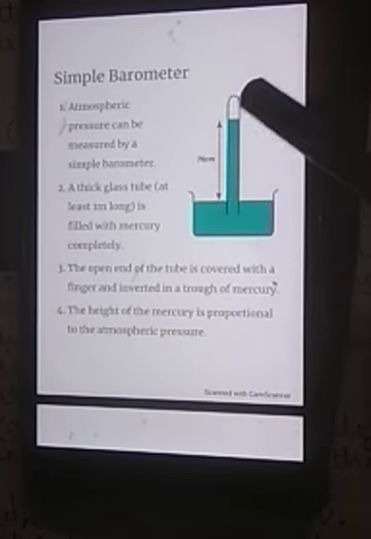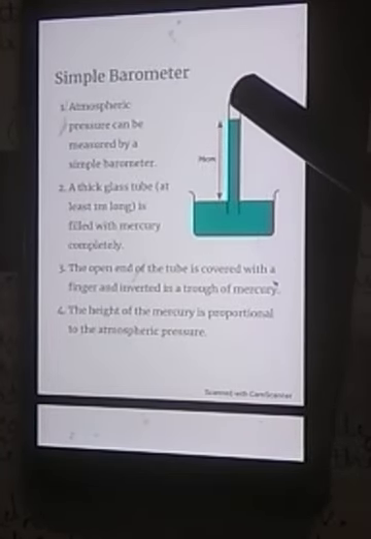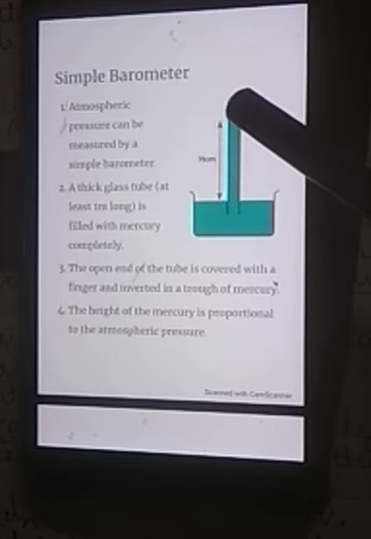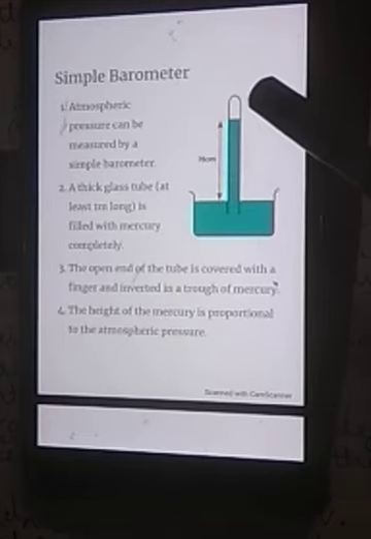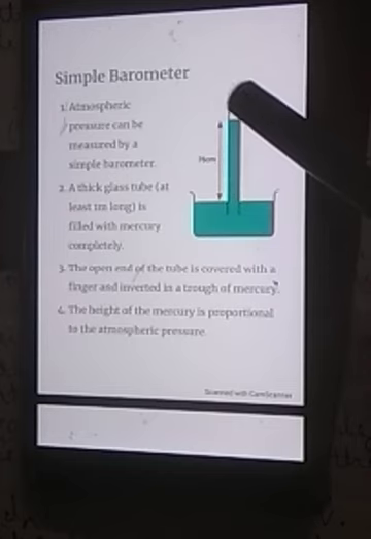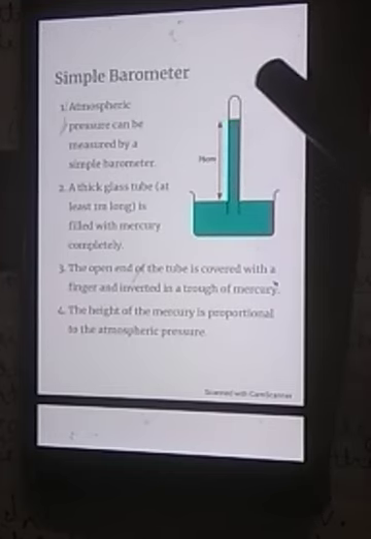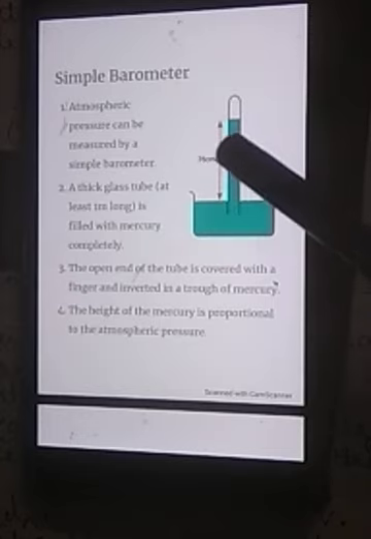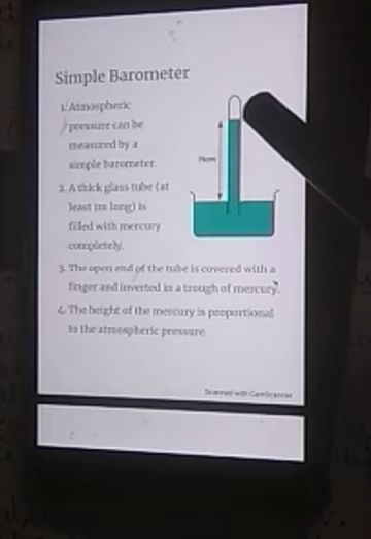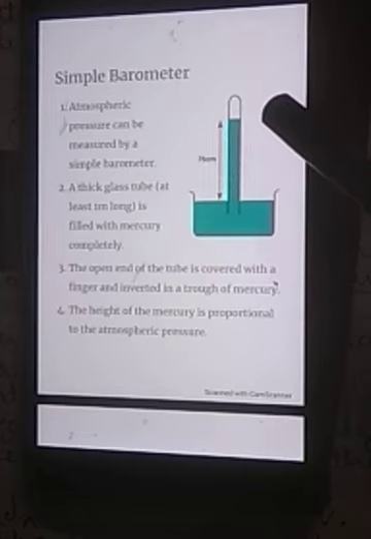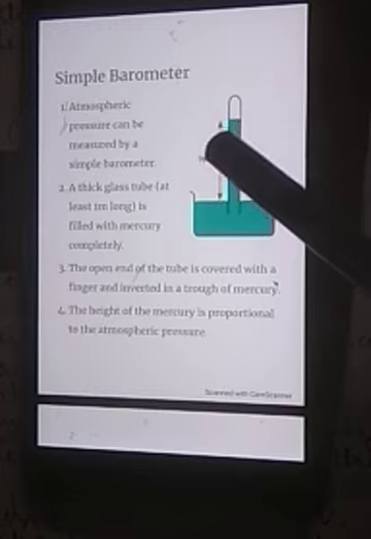It means at this point there is complete vacuum, and that vacuum is given a special name called the Torricellian vacuum. So there should not be any gas or vapor or any kind of air particles. Why is it not there? Because it is going to give us a wrong reading. Why so? We will discuss it.